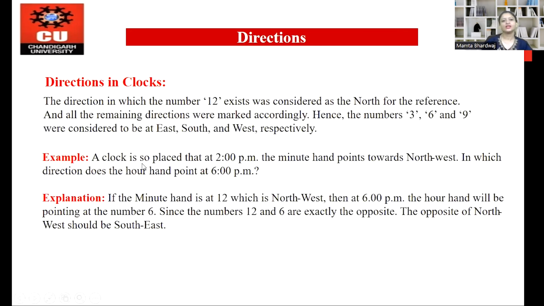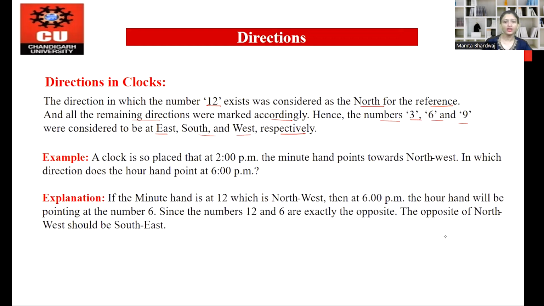Next, directions in a clock. The direction in which the number 12 exists was considered as the node for reference, and all the remaining directions were marked accordingly. Hence, the numbers 3, 6, and 9 were considered to be east, south, and west, respectively. Let's take one example.